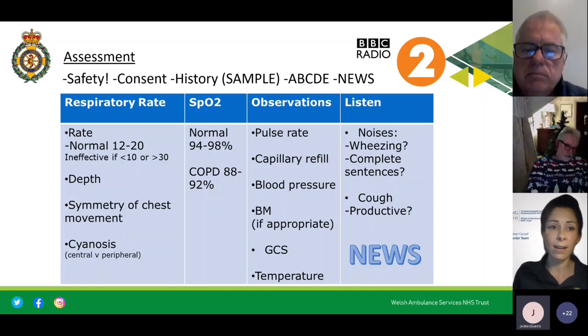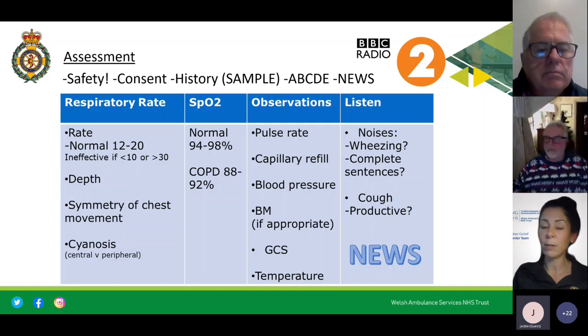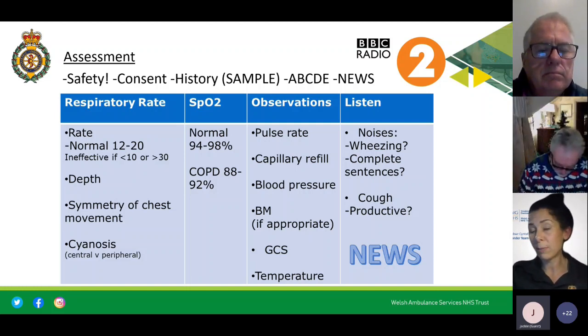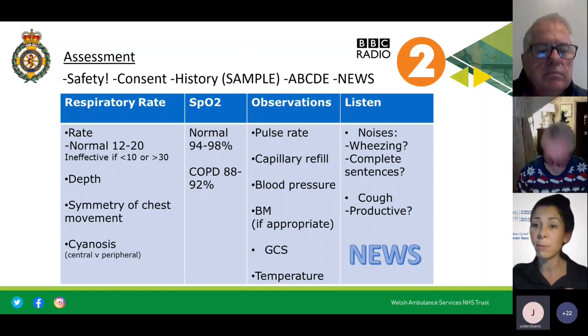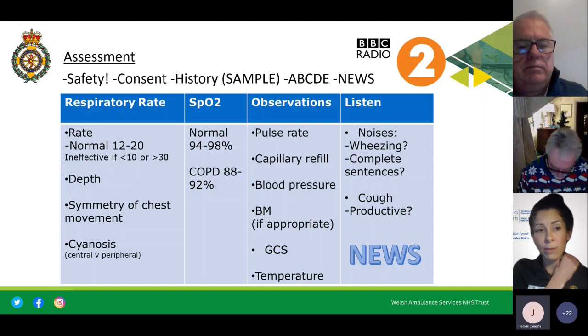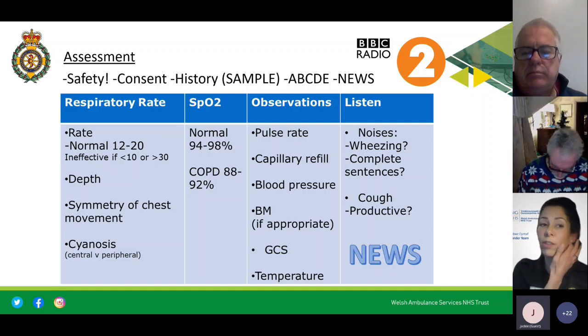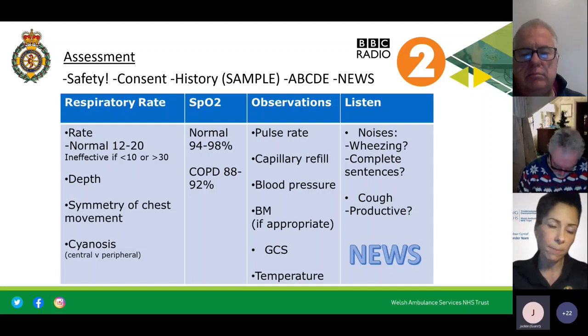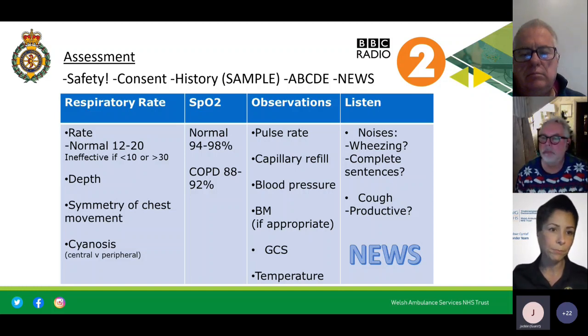So looking at B, we're going to be looking at that respiratory rate. I mentioned just a moment ago, we're going to be looking to see if our breathing rate is within the normal range, so 12 to 20 breaths per minute. Is it effective breathing? Do we need to help out with that breathing if we're breathing less than 10 or over 30 breaths per minute? Also looking at the depth of breathing. So are they nice deep breaths? Are we shifting enough air? Or actually, are they really shallow breaths? Some patients, you'll need to really have a good look at what's going on with that breathing.